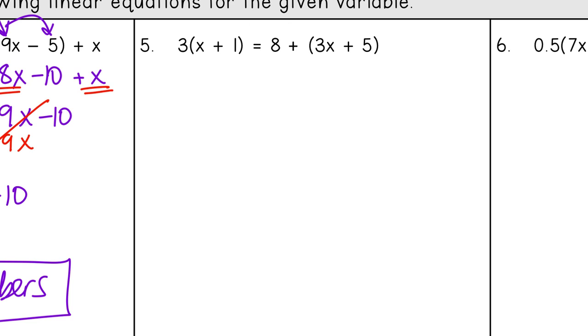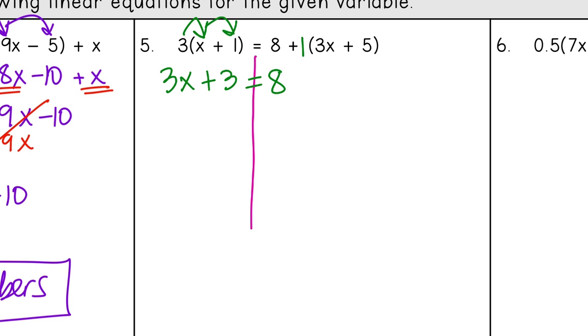Okay, so same issue. I'm going to put a line where the equal sign is at. And now let's distribute. So now I have 3x plus 3 equals, let's bring down the 8. Over here, there's nothing in front of that parentheses, so you can think of it as an invisible 1. So 1 times 3x is still 3x, and then 1 times 5 is still 5. Then we combine like terms if we can.